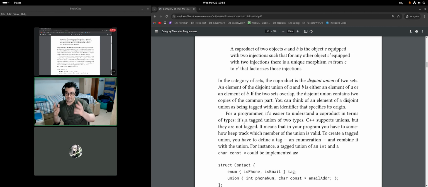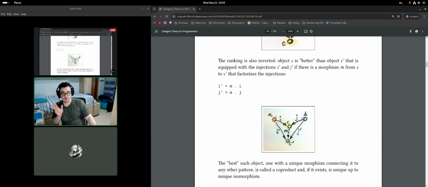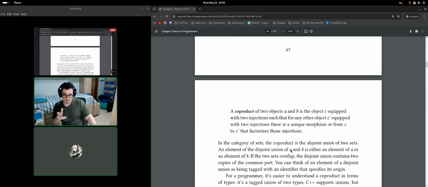So what that basically means is that products are combinations of things, and a co-product has more of an alternative notion, right? Because you can grab stuff from one object or another object, A or B. So C only needs to have one of them in order to compose with M and go to C prime. And that's basically what matters.